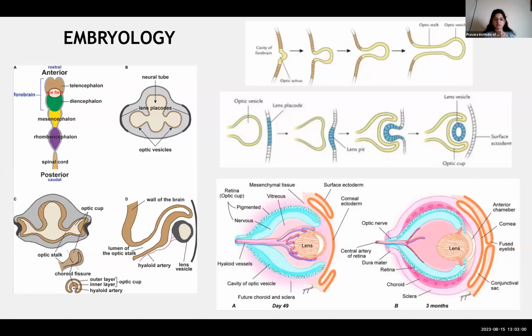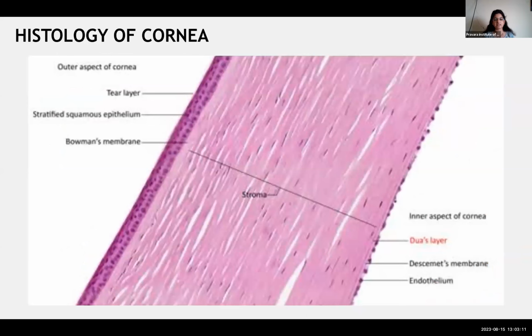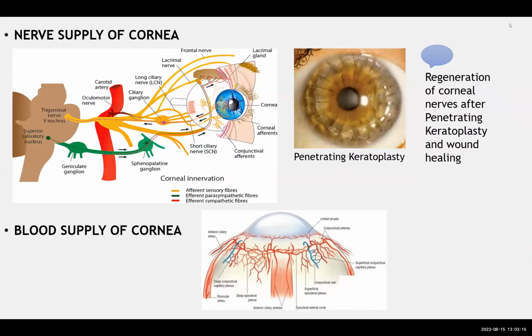Coming to the embryology of the cornea, the corneal epithelium is derived from the surface ectoderm, and the stroma and the endothelium are derived from the neural crest cells. This is the histological photo of the cornea. The cornea derives its nerve supply from the ophthalmic division of the trigeminal nerve.